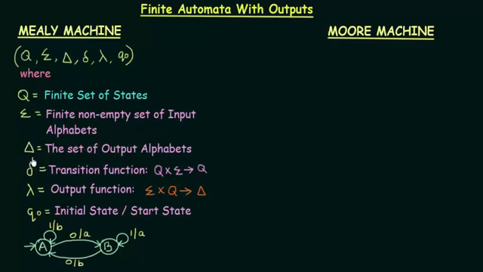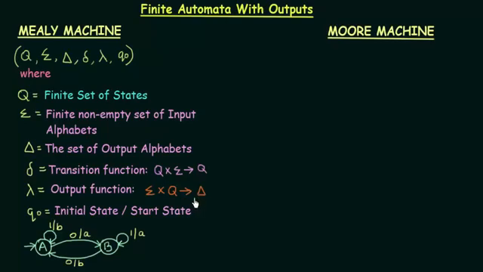And delta is the set of output alphabets. Now this is the new thing and something different that we see. As I already told you, we are now discussing finite automata with outputs, so delta defines the set of output alphabets. And del is the transition function that maps Q cross sigma to Q. This is also the same as the DFAs that we discussed. And lambda, now this is again something different. Lambda is the output function that maps sigma cross Q to delta.